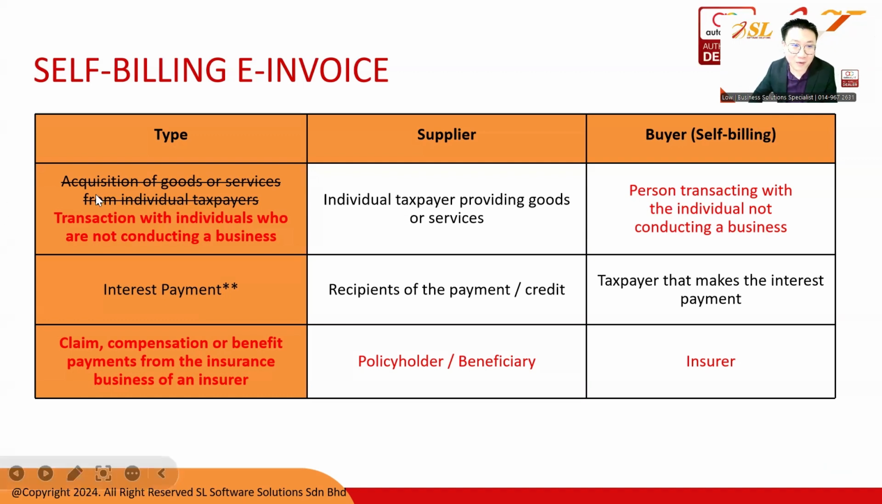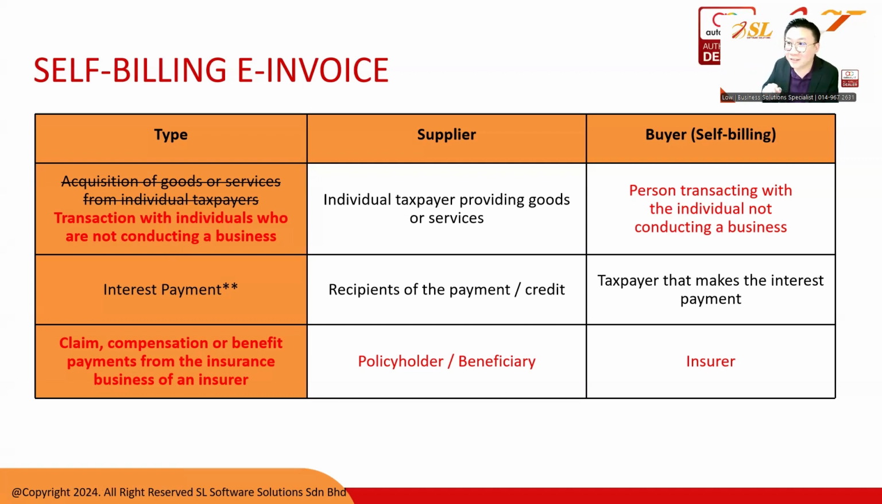So the last one, I will go back to the transaction with individuals who are not conducting a business. You see, the previous term was called acquisition of goods and services from an individual taxpayer. An individual taxpayer could be a partnership or sole proprietor, but it is removed and replaced with transaction with individuals who are not conducting a business. Meaning that I can do self-billing only for those scenarios where the supplier is not a business.